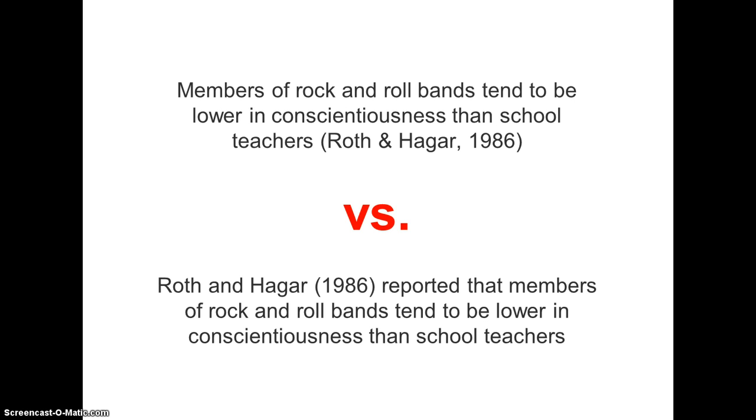But the point is that the sentences shouldn't really be about Roth and Hagar. They should be about the idea that's embedded in that sentence. So if you think about that, the first approach is a much better way of making the idea central.